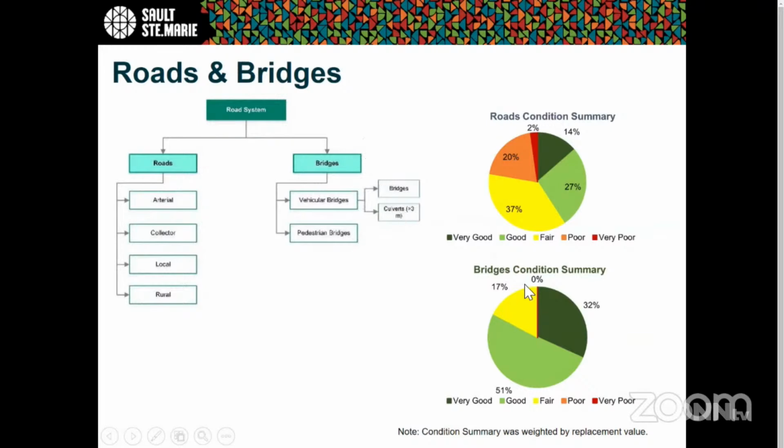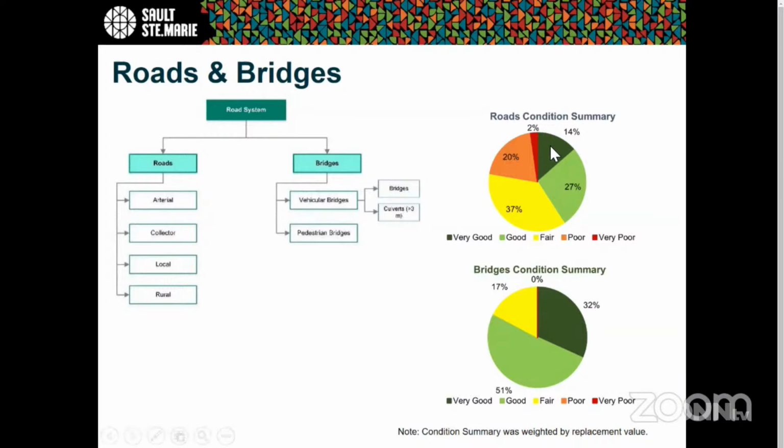The condition assessment of these are a little bit different than the wastewater and stormwater. These were actually done by doing new inspections. We've assigned a pavement condition index to every section of road, as well as a bridge condition index to each bridge. So these are actual condition assessments that will be done on an every second year basis.